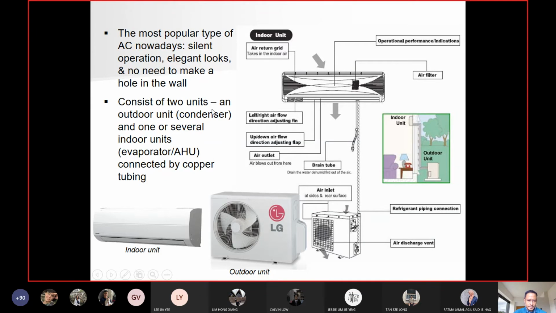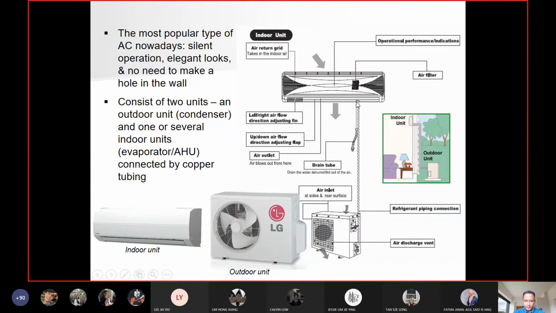Okay, it consists of two units: the outdoor unit where the condenser is, and the indoor unit where the evaporator is. It's connected by copper tubing. So this is how the whole system looks.